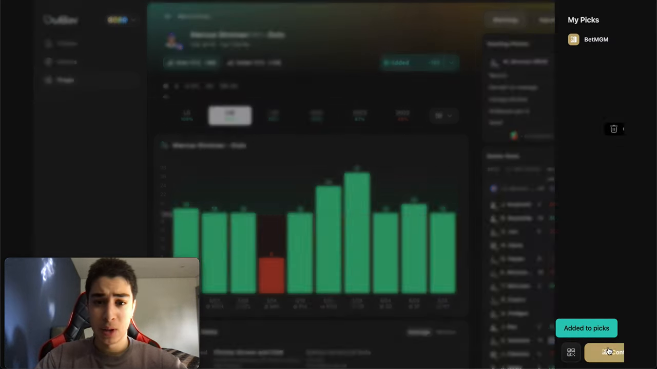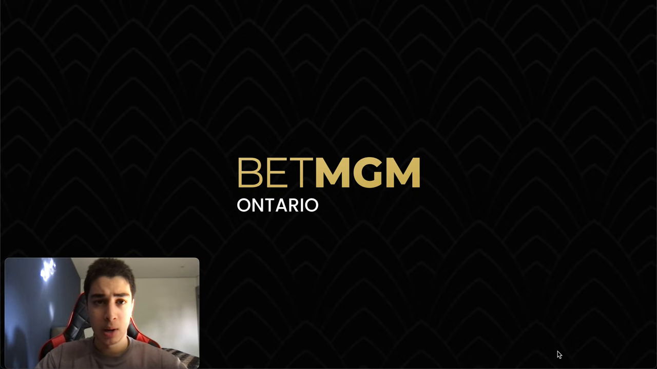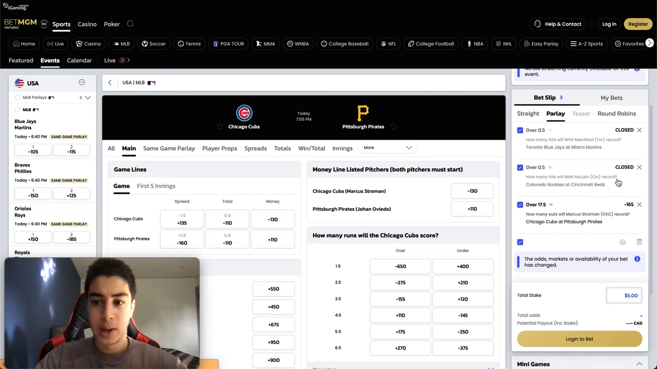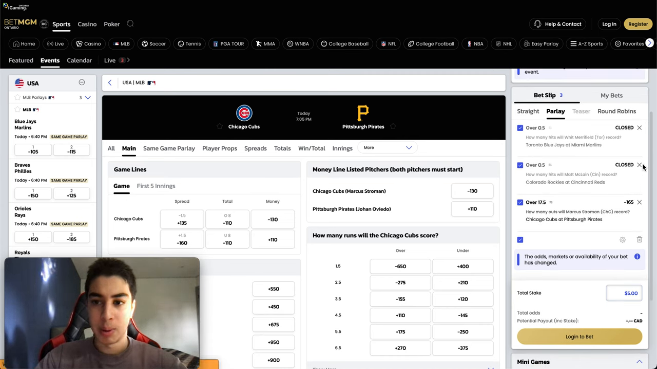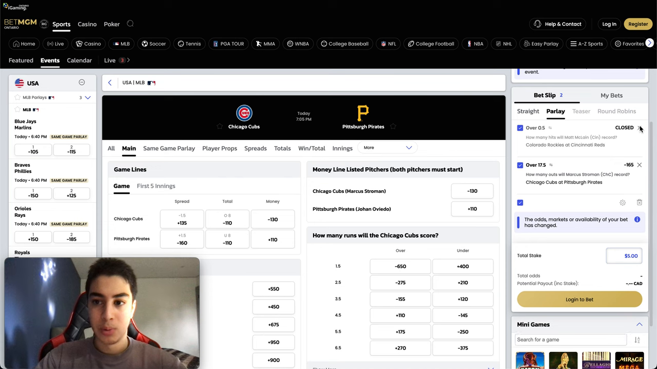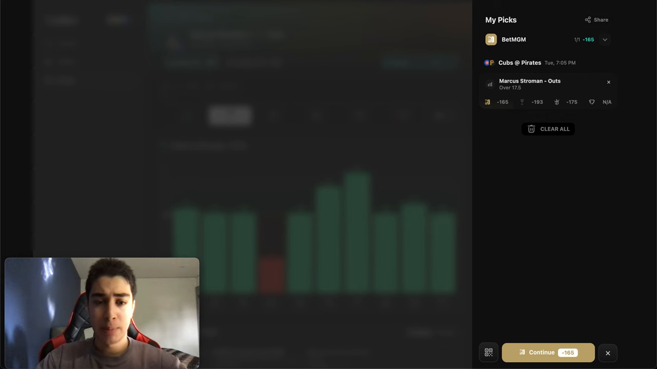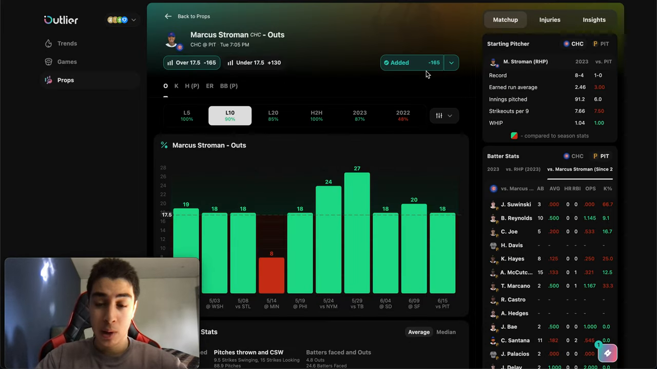You guys can look for something else that you like to pair it with, but if you want to take it straight for this value, you could also just go out to BetMGM, go to checkout, and it's minus 165. This shows some of my props from yesterday. So minus 165. It is minus 155 on Bet365, if I'm not mistaken. But yeah, that's how I research my pitcher out props on Outlier.